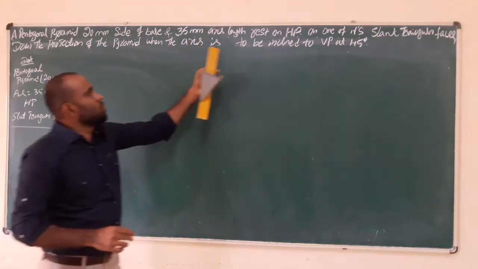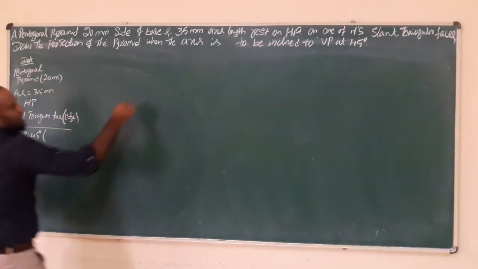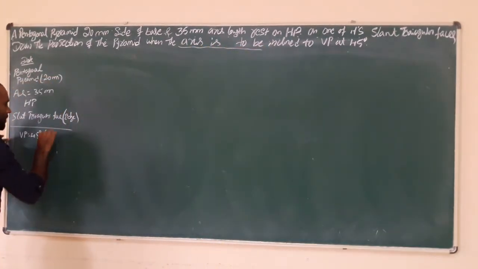When the axis is to be inclined to VP at 45 degree, the VP equals 45 degree. Here the axis inclination is given, so that's why it is called a beta problem.